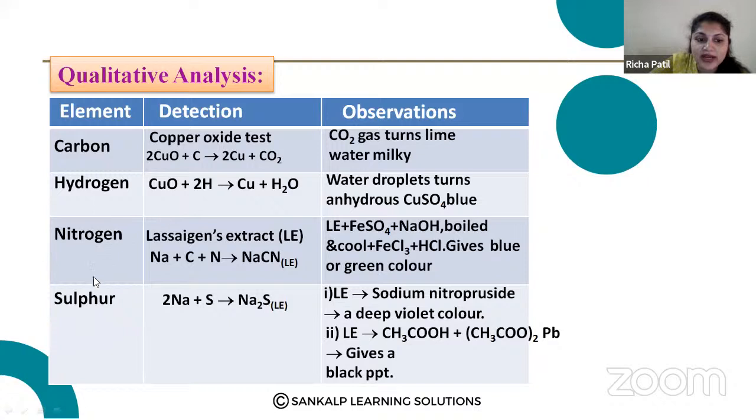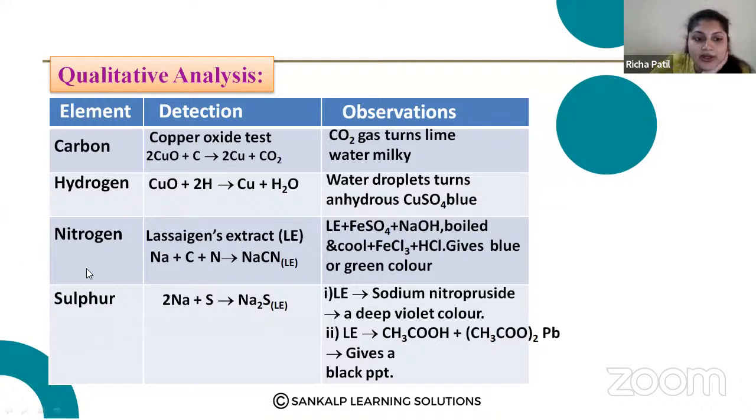Then for nitrogen, what are you using? You're using Lassaigne's extract. You are fusing your Na with the carbon present in the organic compound, carbon is a must, plus nitrogen, and NaCN is formed. NaCN is nothing but your Lassaigne's extract. If you treat it with FeSO4 plus NaOH, boil it, then cool it, then add FeCl3 and HCl, it gives blue or green coloration. That shows nitrogen is present.